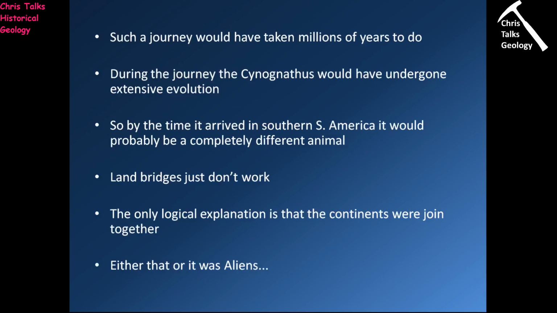And as we've already discussed, the idea that these animals could happily migrate from one of the continents to another, well, once again, that's very, very difficult to achieve. So the only logical answer is that the continents were once together as one large landmass, and that would mean the animals could quite happily migrate from one landmass to another with the minimum of fuss. Either that, or it was aliens. You never know.